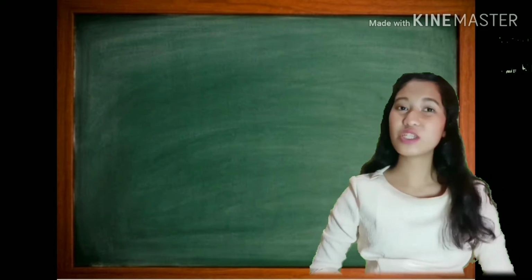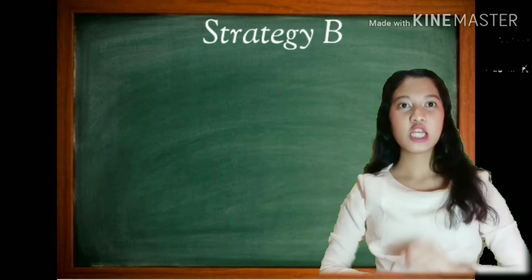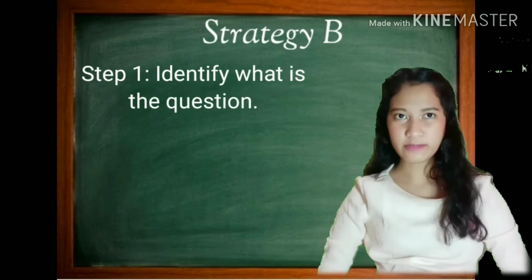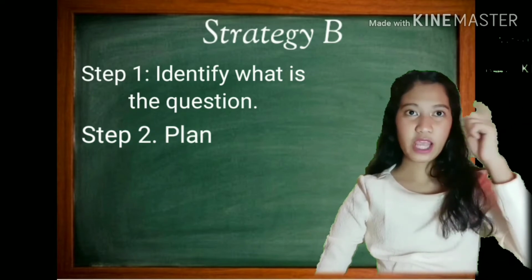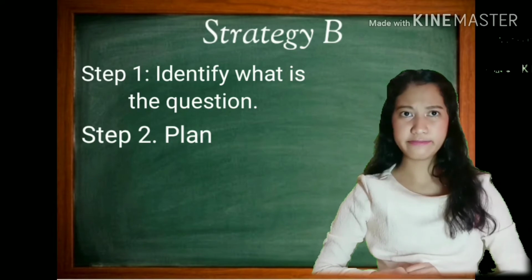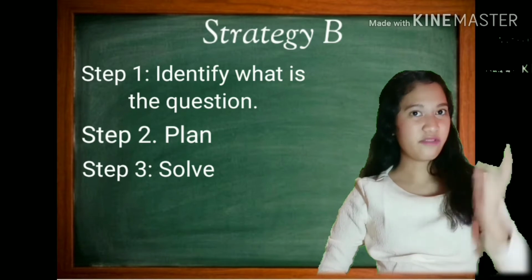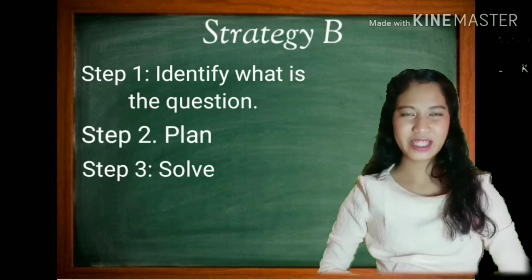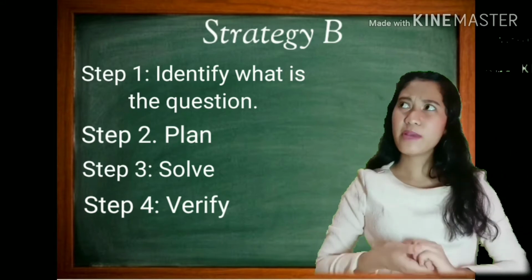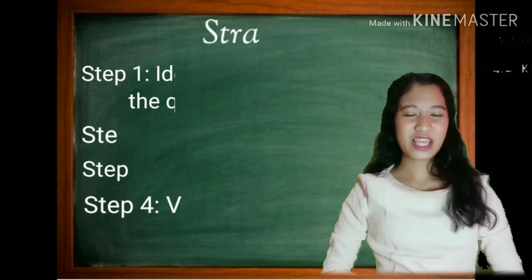Now let's proceed with Strategy B. Strategy B consists of 4 steps. The first step is we must identify what the question is. Step 2, we must think of a plan. What strategy should I use in order to solve the problem? Step 3, solve. Carry out the plan that you have thought of that can solve the problem. The last step, Step 4, verify. Does my answer make sense? Did you get it, class? Okay, let me give you an example.